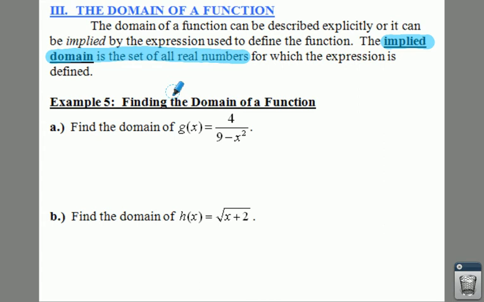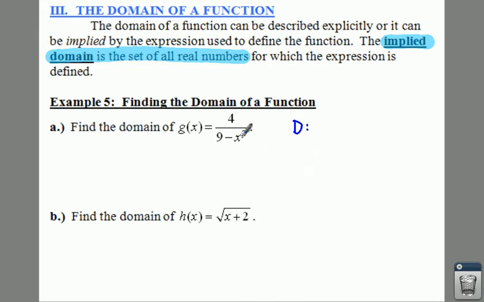Well, it's implied that your domain is always going to be all real numbers. We know that's not true because sometimes we have limits. So we need to go through a few examples. So here for 5, we're going to find the domain of g of x is 4 over 9 minus x squared. Well, we're going to say our domain is all real numbers. However, we have a problem.